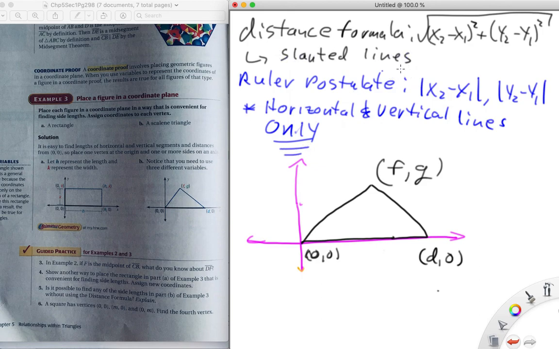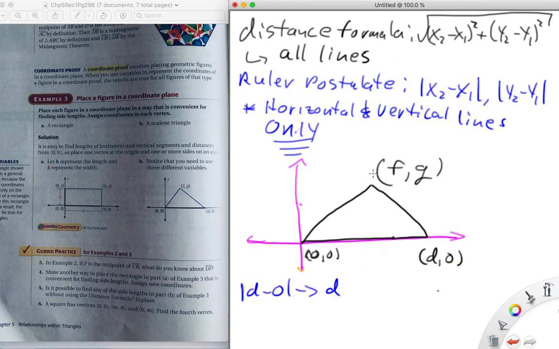The distance formula can work with, actually I'll take out slanted lines, all types of lines. All lines. Okay. Ruler postulate: horizontal and vertical lines only. We learned the ruler postulate in chapter 1. Distance formula: all lines. So when we look here, I have this horizontal line, and I can use the ruler postulate. Since this is 0 and this is 0, they cancel each other out. So I can just say the absolute value of d minus 0 is d. So the distance is d using the ruler postulate.